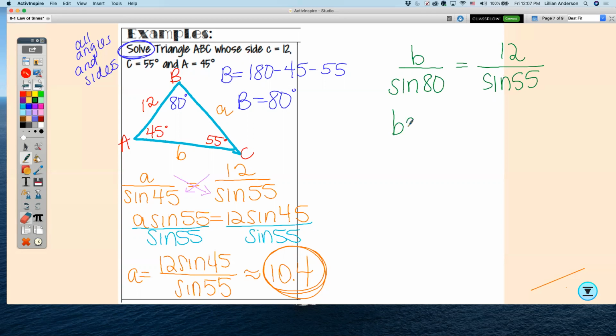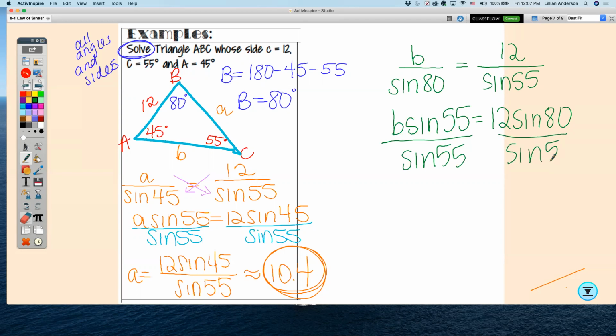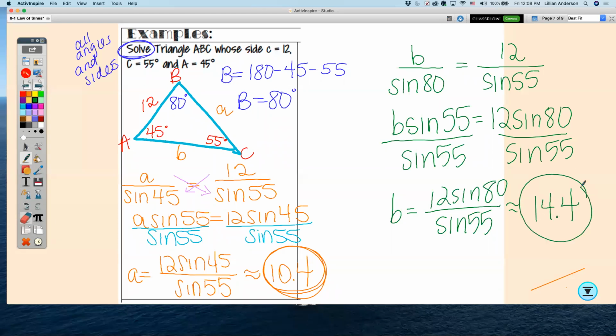I'm going to cross multiply again. It's going to be B times the sine of 55 equals 12 times the sine of 80. Remember, in cross multiplication, you set them equal to each other. Then I'll divide both sides by the sine of 55 to isolate my variable. And I type into my calculator 12 sine 80 divided by the sine of 55. And again, I'm hoping everybody does this so we can make sure you're capable of getting the correct answers. 14.4. So there's my triangle. I have solved for my triangle. I found my missing angle, which was 80 degrees, and my two side lengths, which were A and B.